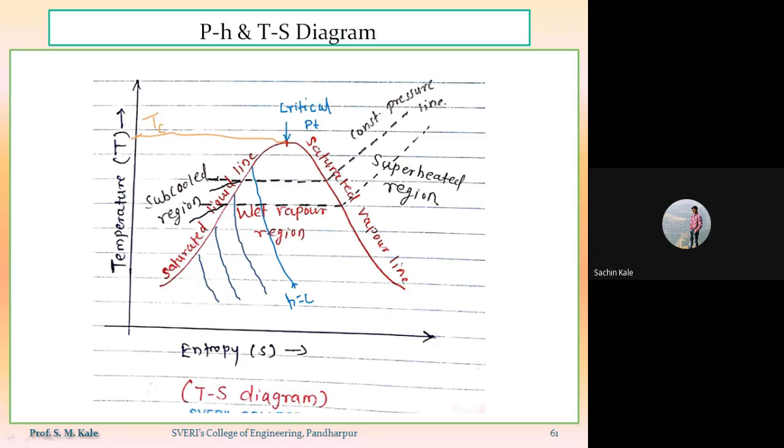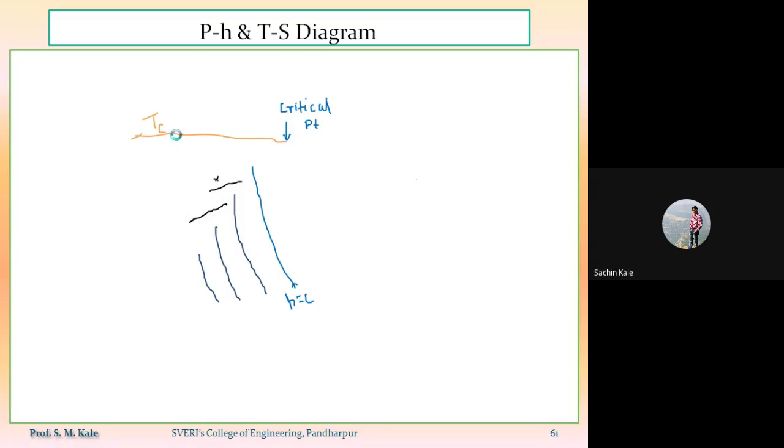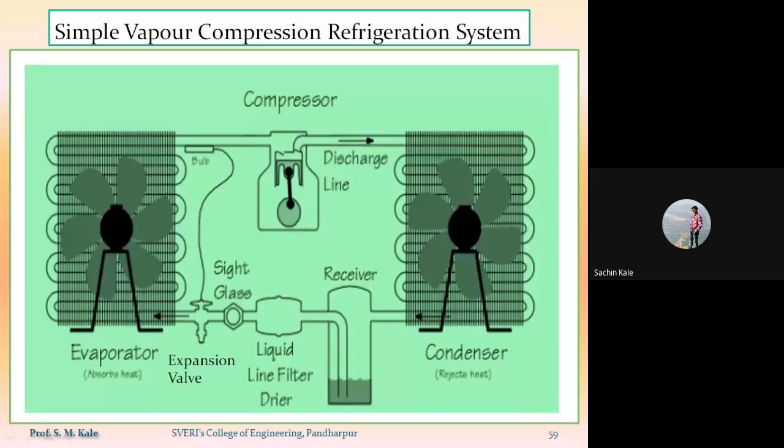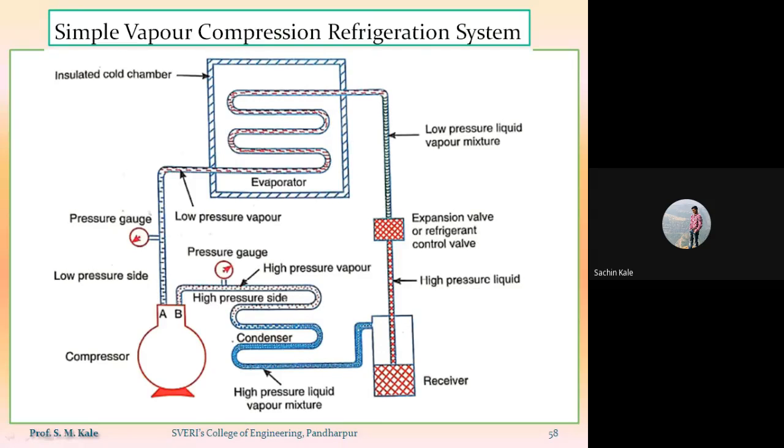Have you completed now? Okay. Now we have to draw the p-h and T-s diagram for the simple VCRS system. We know that a VCRS system consists of mainly 4 parts or 4 thermodynamic processes. This is the first part, considered as point number 1, and this will be point number 2. And process 1 to 2 is the name of a process.